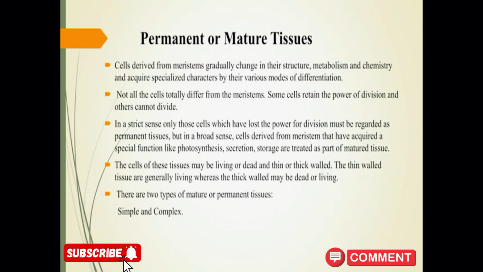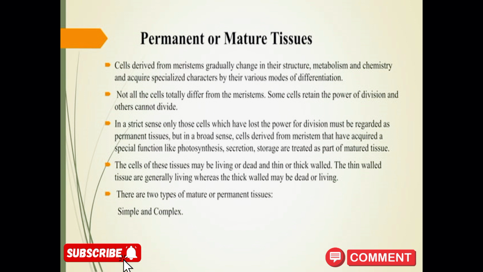In this video, we are going to study the permanent or mature tissue. As we know, the cell is the structural and functional unit of all living organisms. A group of cells is known as tissue, and tissues may be permanent tissues or meristematic tissues. Meristematic tissues are those which have the power of division, and permanent tissues are those which have stopped the power of division permanently or temporarily. Such tissue is known as permanent or mature tissue.